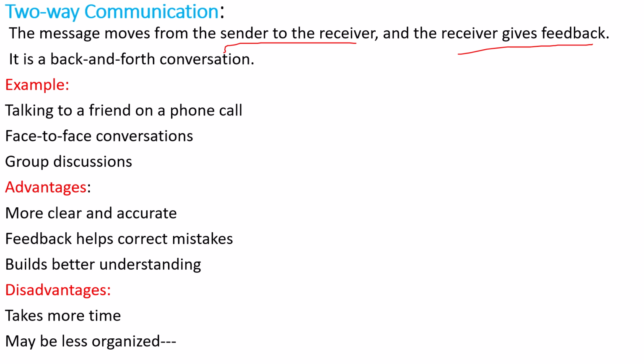Let's see examples of two-way communication. Talking to a friend on a phone call, phone conversation, and face-to-face conversations, a group discussion. Now the two-way communication advantages. It's more clear and accurate. Here feedback helps correct mistakes. It builds better understanding, and there are some disadvantages also. It takes more time. This is a disadvantage of two-way communication.